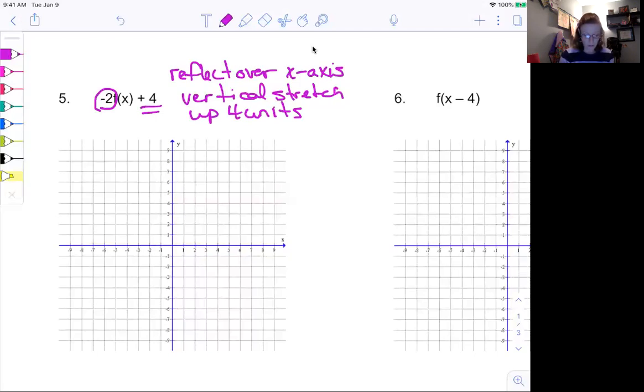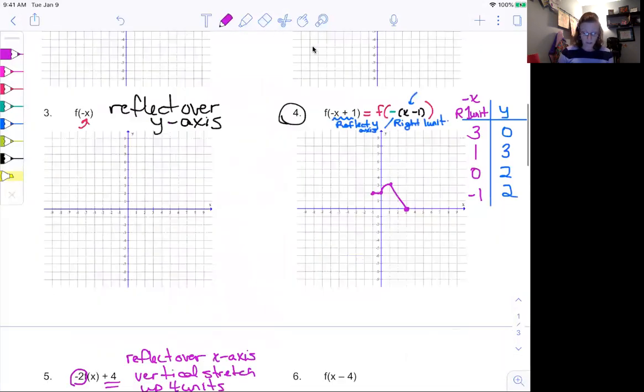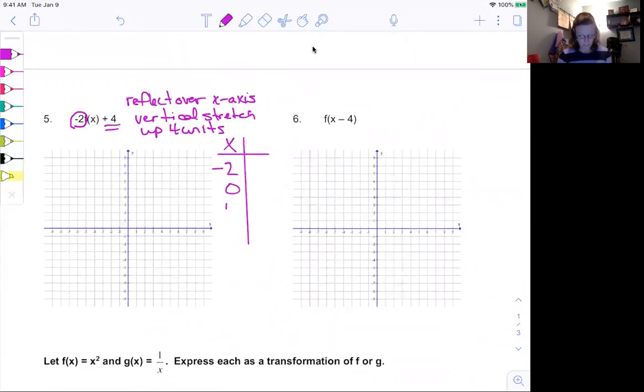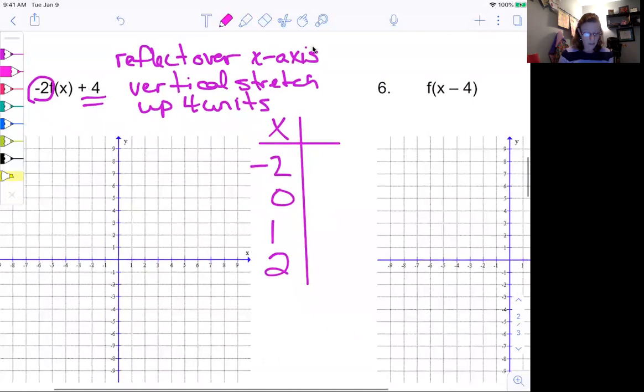So when you go to make your little t-chart and think about what is going on with your values, the x this time is not changing. It's remaining the same. So the original x values that we had, -2, 0, 1, 2, they're remaining the same because there's nothing inside the parentheses to change x. The y, however, is definitely different because the first thing I have to do is take -2 times f of x. Well, that means I need to take -2 times y. So that's what this -2 is telling me with the f of x. And then I need to move it up 4.